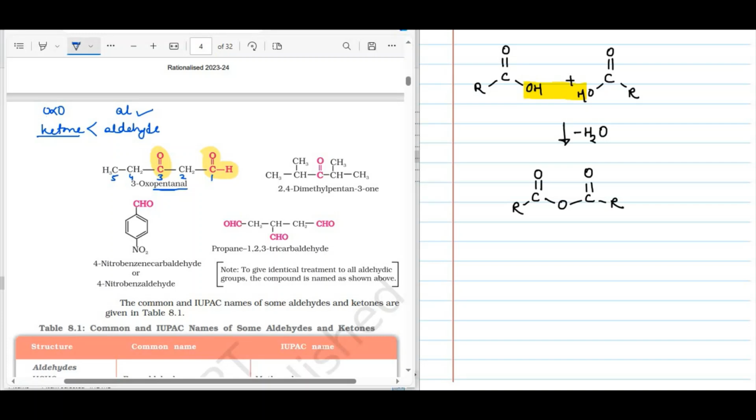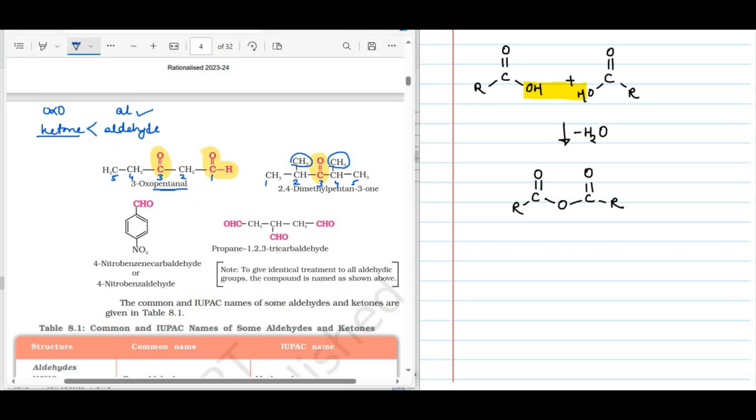Now come to the next example. Here the functional group is again a ketone. Now number the chain. We can number it from either direction because in both cases the ketone will get the same number. So 1, 2, 3, 4 and 5. At the second position a methyl group is there. At the fourth position again a methyl group is there, and the ketone is bonded to the third carbon. And the ketone is present at the third position.